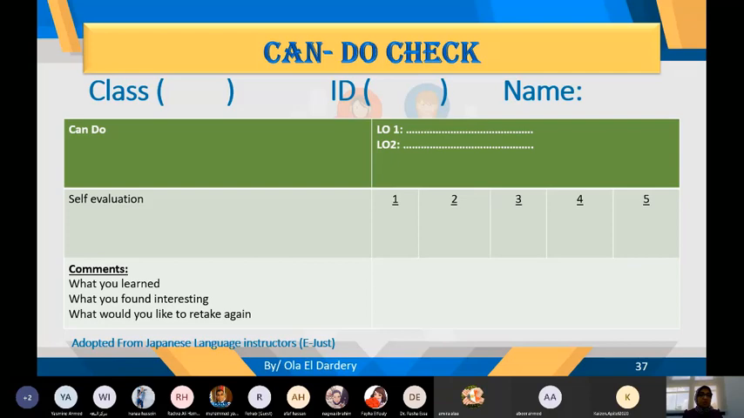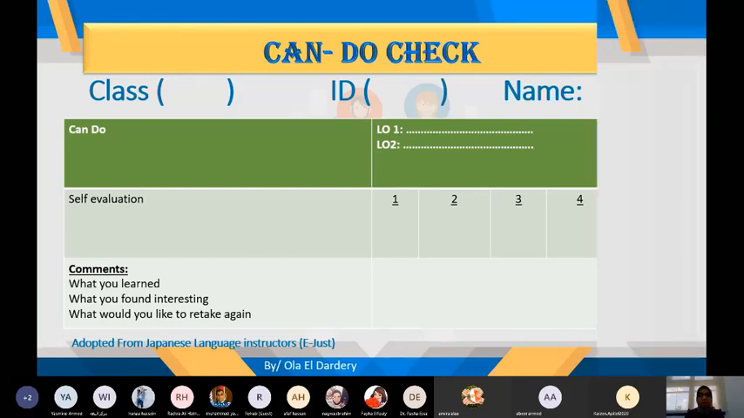And then after that, they write their comments: what you learned, what you found interesting, something that you might want to enhance personally. And what would you like to retake again, or something that you didn't understand and would feel better to take again in the upcoming courses?